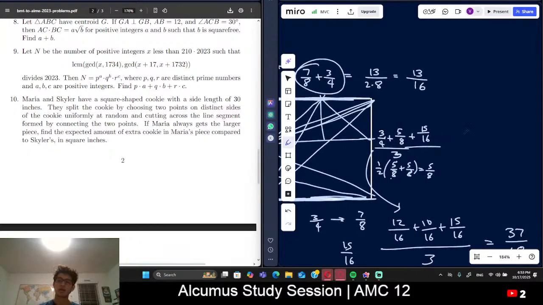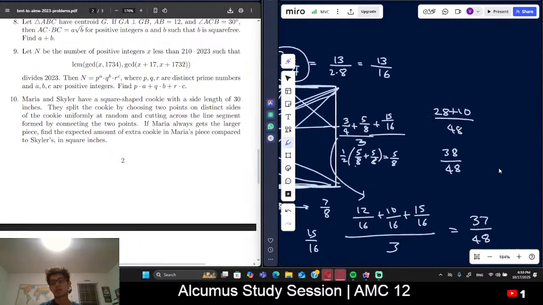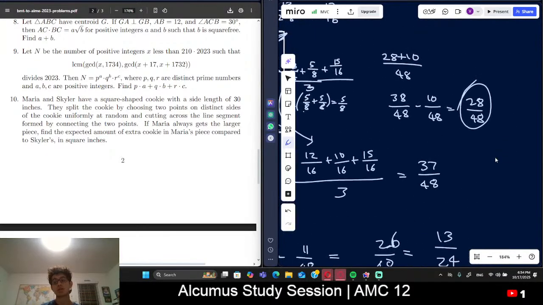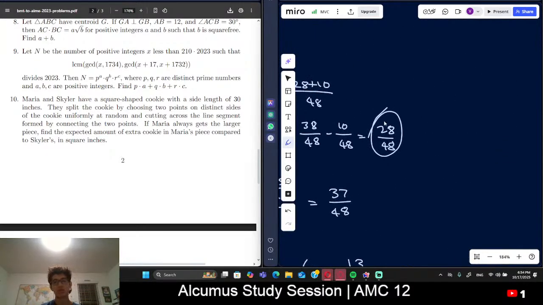And now when you add it, I think you'll get 28 plus 10 over 48. So that's 38 over 48, which means that the other person is now going to get 28 over 48. That's a ratio that you're averaging each time. And this actually does simplify quite nicely. You can take out a 4 from everything. So that's 7 over 12 times 30 times 30. So 7 times 3 times 3 times 2 squared times 5 squared.